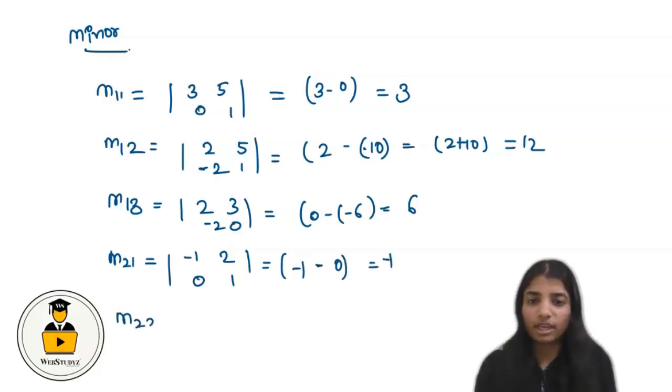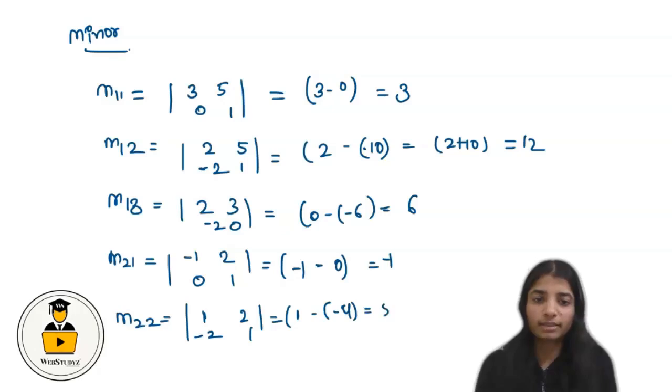In the same way, the value of M22: cancel the row and column which consists of the element A22. Now write the remaining in the form of a determinant. That becomes 1, 2, minus 2 and 1. Now calculate its determinant. 1 multiplied by 1 is 1, minus of 2 multiplied by minus 2 is minus of minus 4. So this becomes 1 plus 4, that is equal to 5.